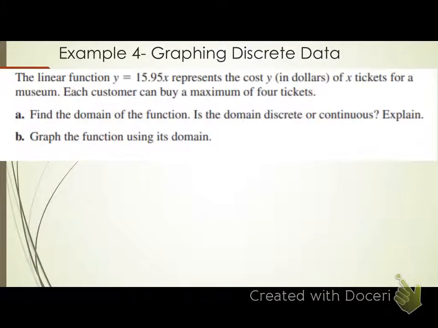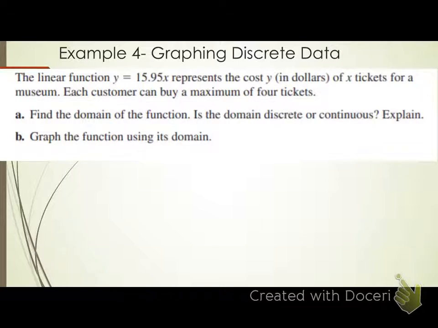So let's look at this example 4 from our book. The linear function y equals 15.95x represents the cost y in dollars of x tickets for a museum. Each customer can buy a maximum of 4 tickets. So it wants us to do 2 things on this example. It wants us to find the domain of the function and then tell if it's discrete or continuous and explain. And then it wants us to graph the function using its domain.